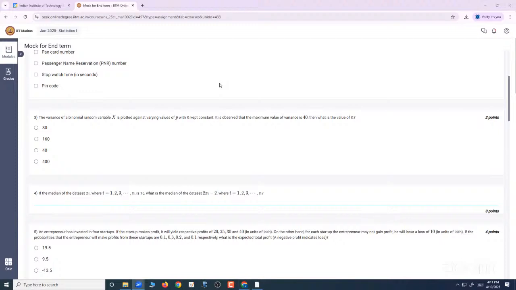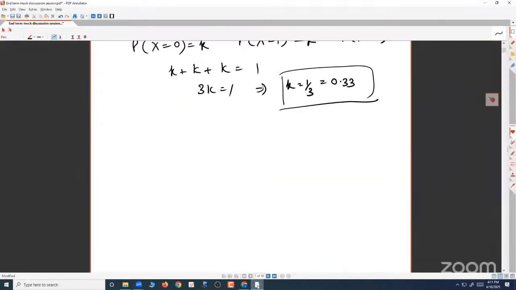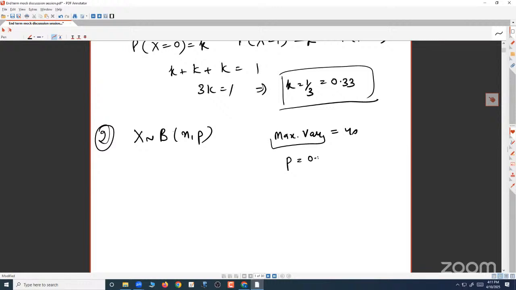Ma'am, can you explain it once? Okay. We have been given that x follows a binomial distribution with parameters n and p, and that the maximum variance is 40. If you remember the condition for maximum variance, we get it when p is 0.5. My probability of success is 0.5, correct? So now I have the value of p.